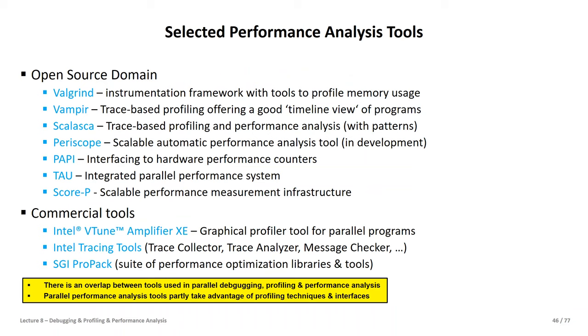And you see here, the world is quite large in these performance analysis tools. As said, Score-P is basically a measurement infrastructure. Based on this, you can have TAU, which is an integrated parallel performance system, but also Scalasca, as I said, is more trace-based, as well as Vampir, which is also trace-based. And all of them have their unique selling proposition. So it makes sense to use them, and maybe also Periscope, because it has an interesting automatic performance analysis tool view, and it's scalable. And then the commercial tools, of course, as well.